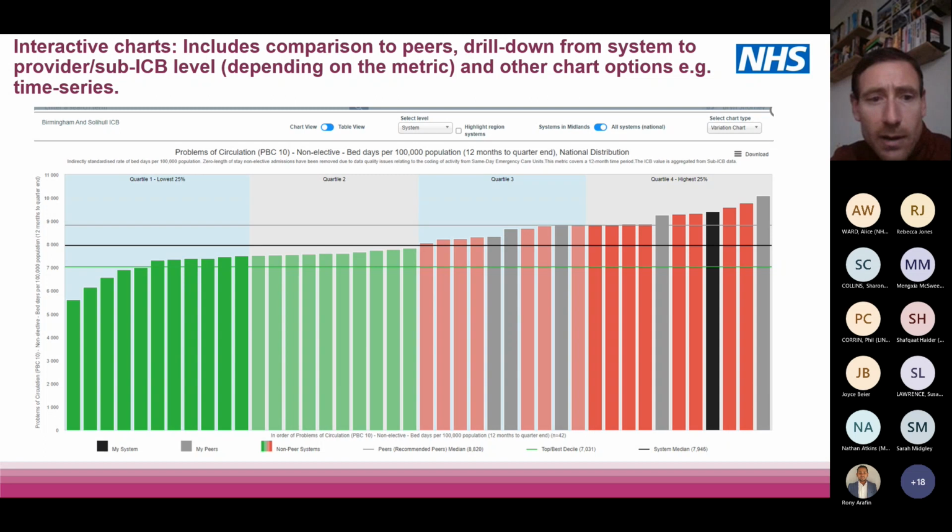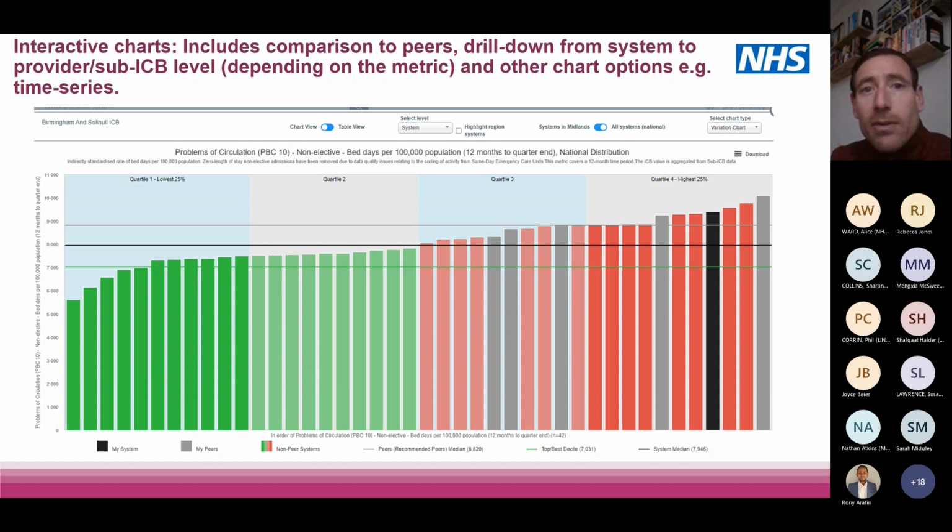But you can see here that the highlighted system, Birmingham and Solihull, again is highlighted in black towards the top end. And then there's 5 peers who are highlighted grey. So these are the similar ICBs based on demographic factors such as deprivation, ethnicity, rurality, etc.